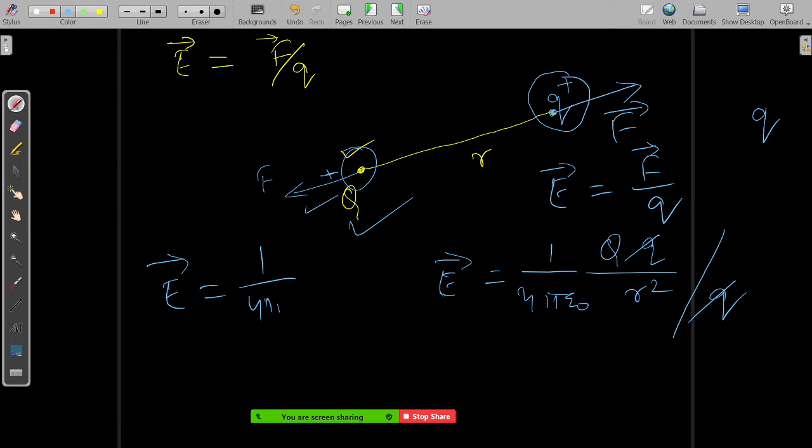So the electric field given by a charge is already existing there, and if some other charge comes into the vicinity of that field, that other charge is going to experience some kind of force. That is what is called the electric field of the charge.